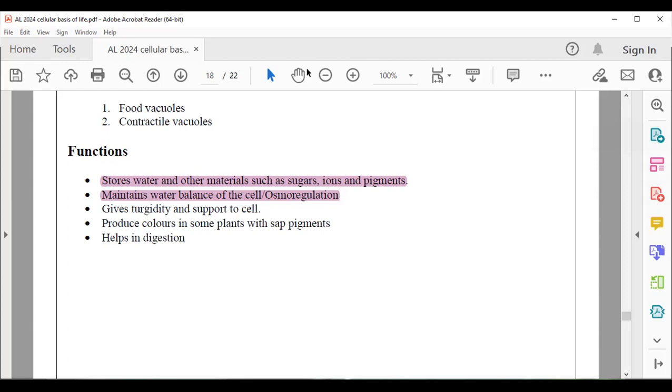Understood? When the cell becomes insufficient in water, it will collect water from the vacuole. That is what they say: it is maintaining water balance. Are you clear? The third one gives turgidity and support to the cell. That's what I explained. When it gets the water, it becomes turgid and stays straight, correct?